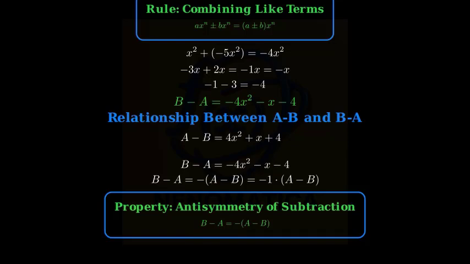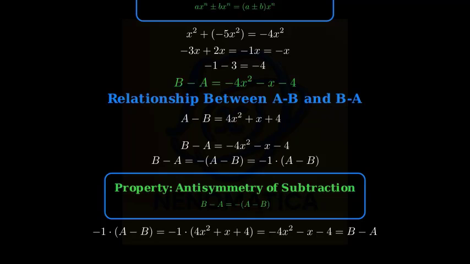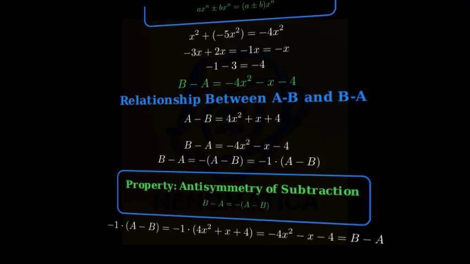Let's verify this property with our results. Negative 1 times (a minus b) equals negative 1 times (4x squared plus x plus 4), which equals negative 4x squared minus x minus 4. This matches our calculation for b minus a, confirming the property.